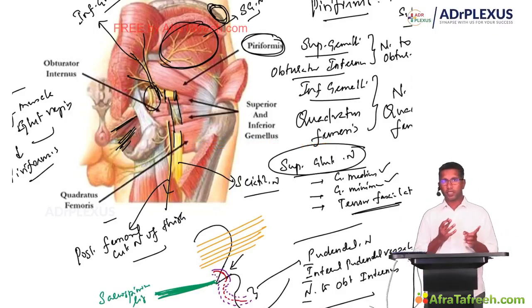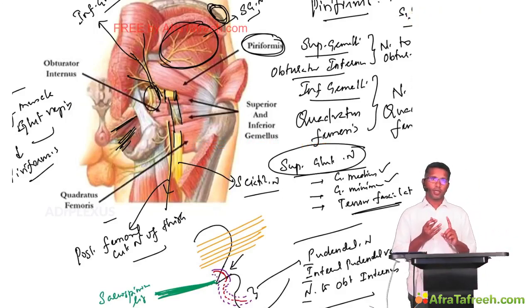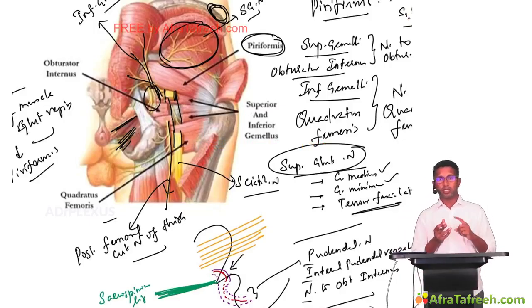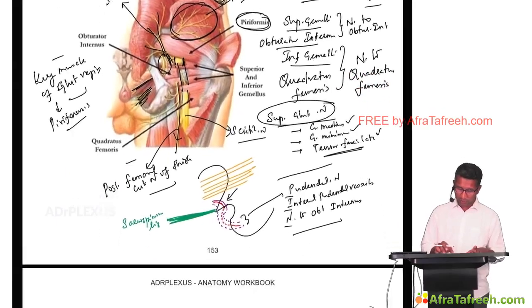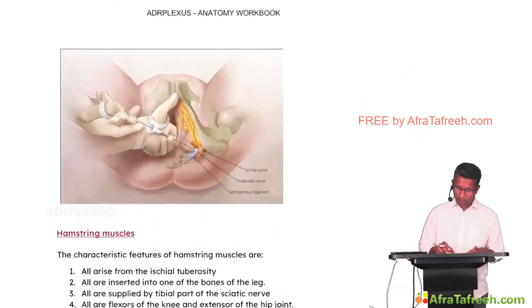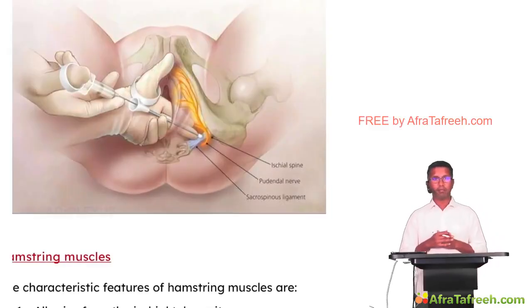So gluteus maximus is an extensor and a lateral rotator. Gluteus medius and minimus are abductors and medial rotators. Okay, abductors and medial rotators. So we were discussing these muscles. Now I hope you understood this clinical implication.